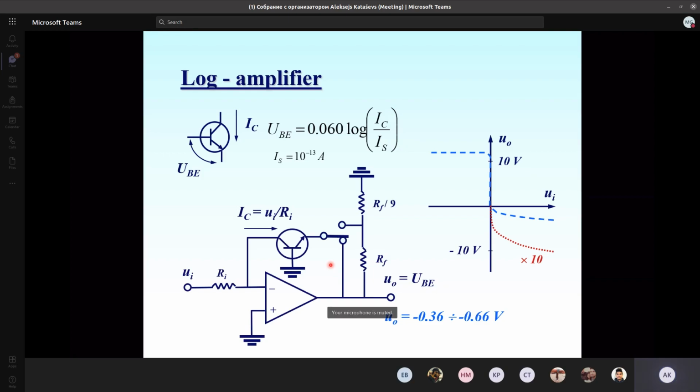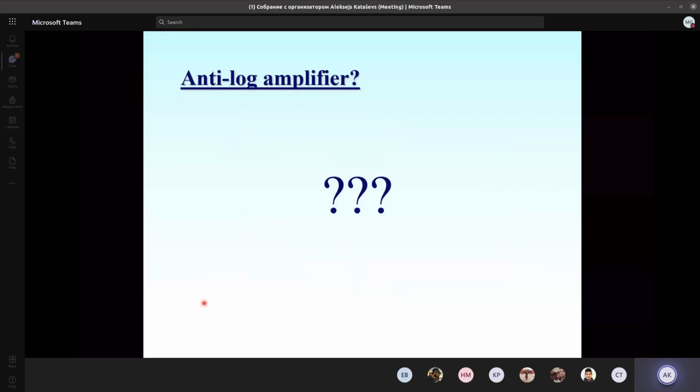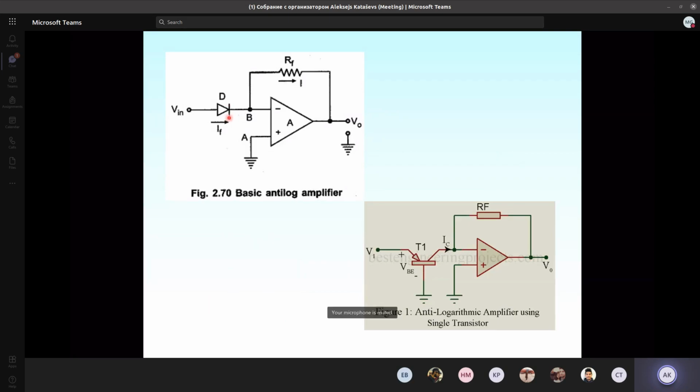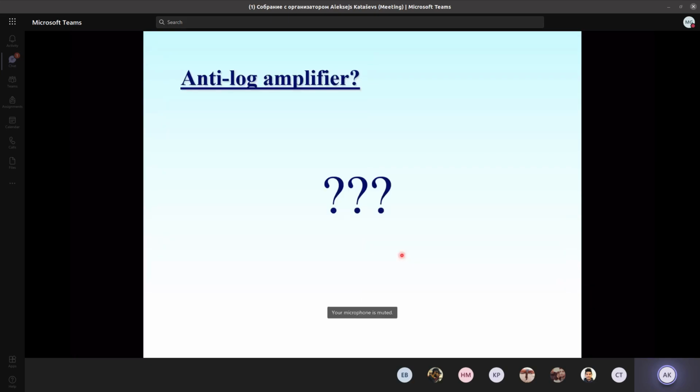So where do I have to include my transistor? Any ideas? The base goes to the output. No. Actually, I have to put it on the input. Here it's in the feedback, and I will put it in the input, like that. So I may take a diode, and here I use the fact that the current through the diode is proportional to the exponential of the voltage over the diode. It's a well-known formula. Or I use my transistor.